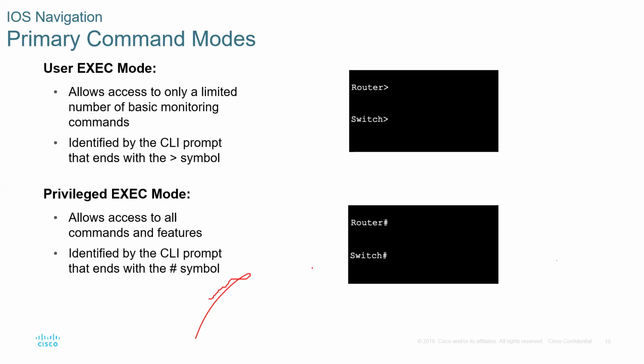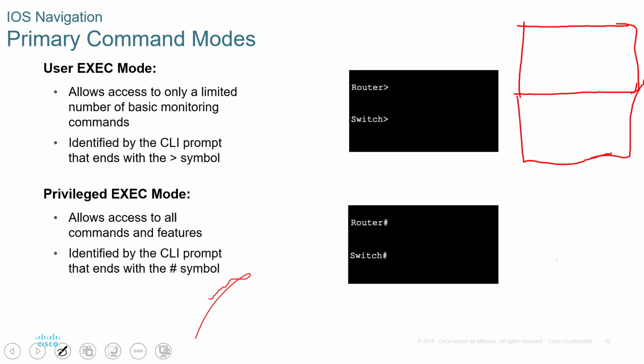So like we said, the IOS has different modes. It's like you want to enter a house. Let me use this illustration. Let's say this is a house, the governor's house or a politician's house, something like that. The house is very big. Now, this is the entrance.